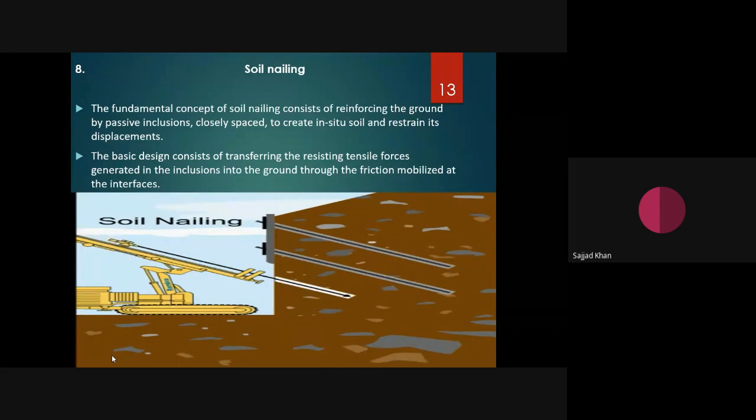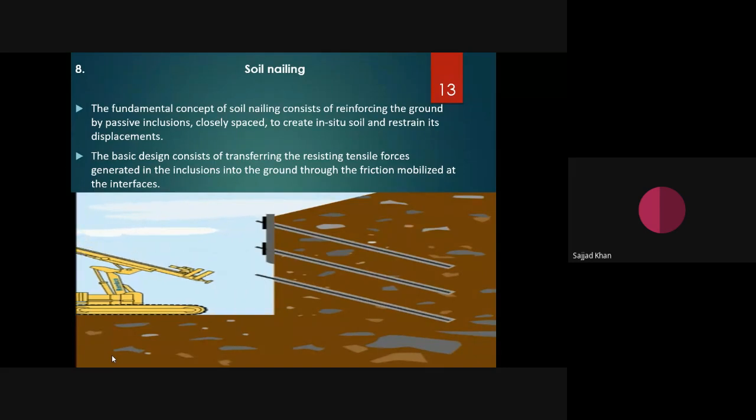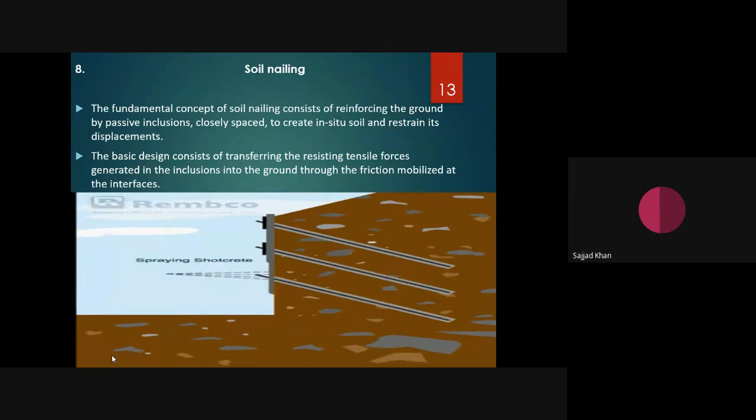In this animation, they first create a borehole. After that, they insert the bar and nail it. And then spray shotcrete or any other.